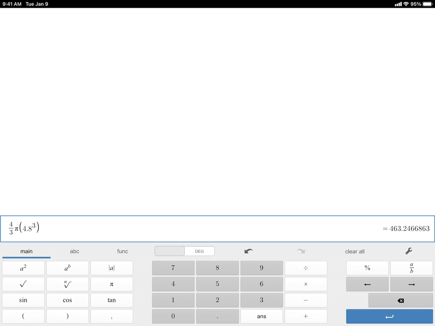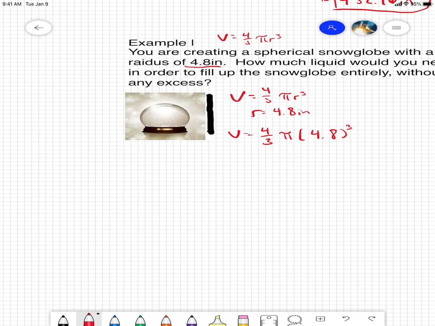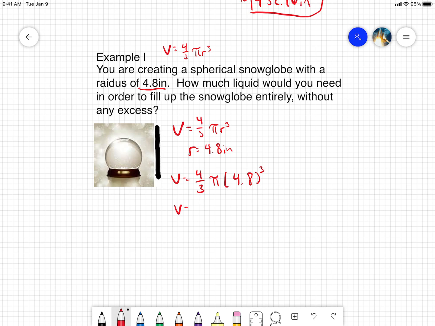Anyway, our solution now is, since it's 4/3 pi r cubed and r was 4.8, we get 463.25 cubic inches. So our volume is approximately 463.25, and since we're dealing with inches and volume is always cubed, our volume is 463.25 inches cubed. Any questions on this?